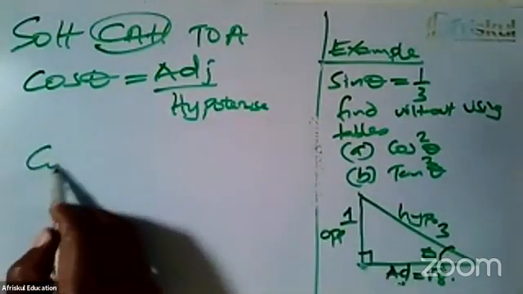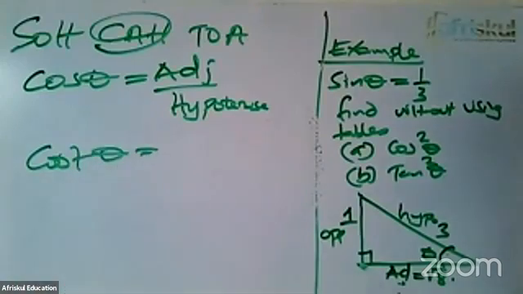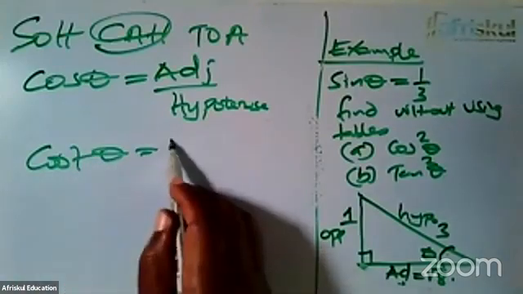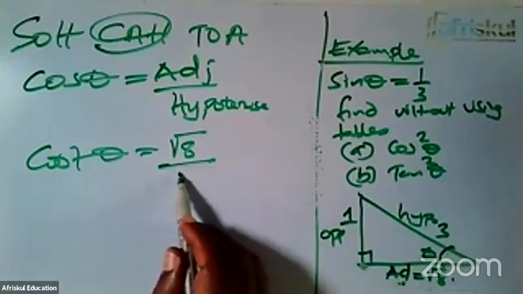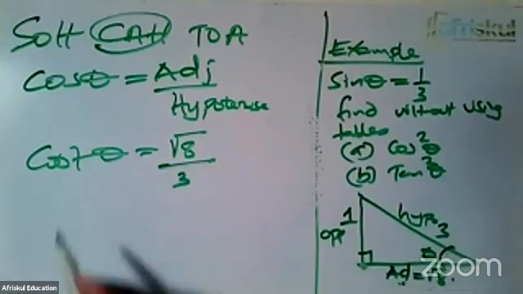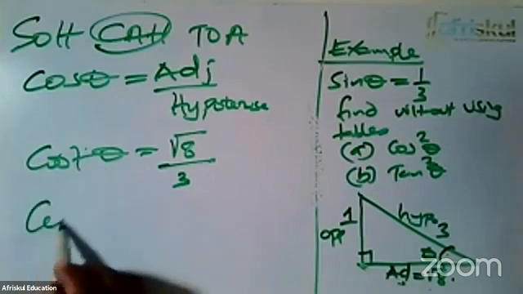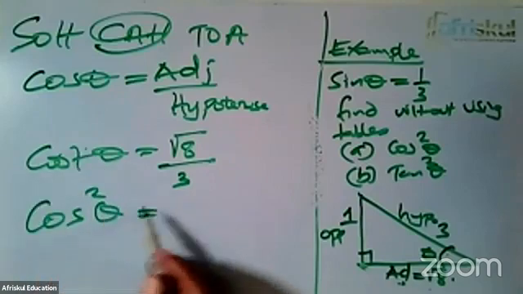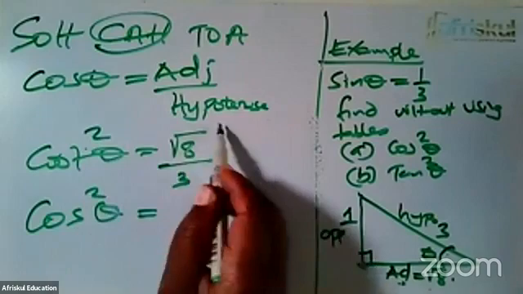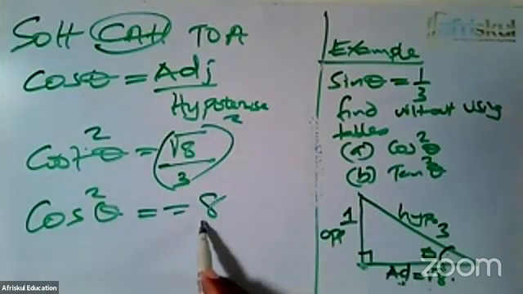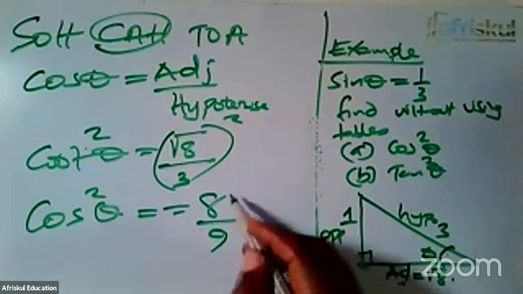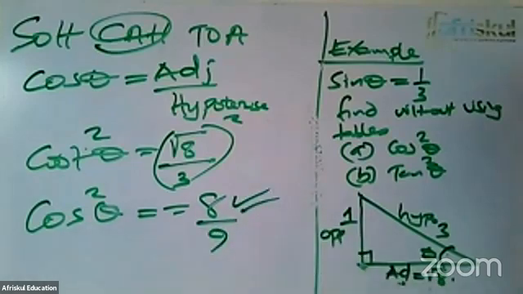So my cosine theta, from our triangle, do we have the adjacent? Oh yes, it is root 8. Do we have the hypotenuse? Oh yes, it is 3. Because they want cosine theta squared, we shall square the whole of this side. If you square root 8, you end up getting 8. And 3 squared is 9. So 8 over 9, that is it. You're at home.